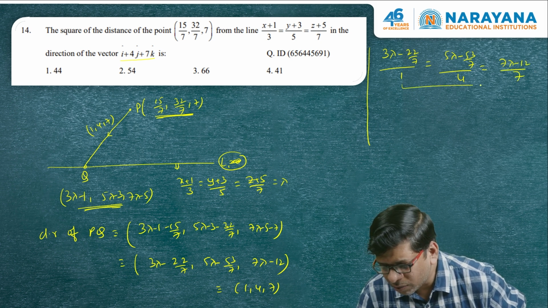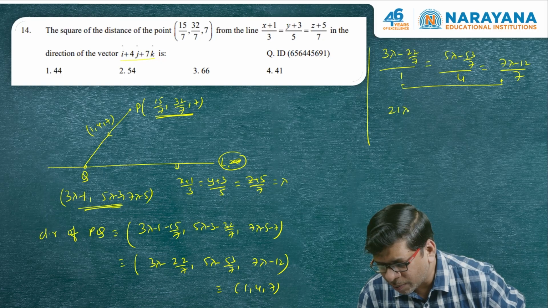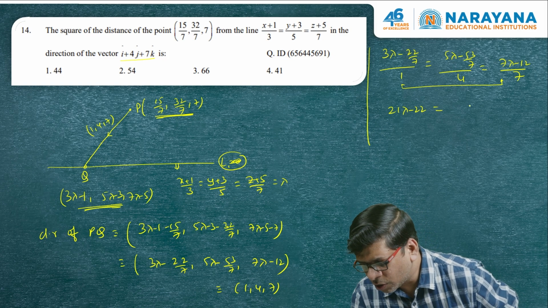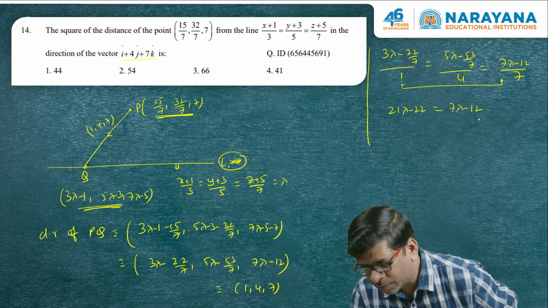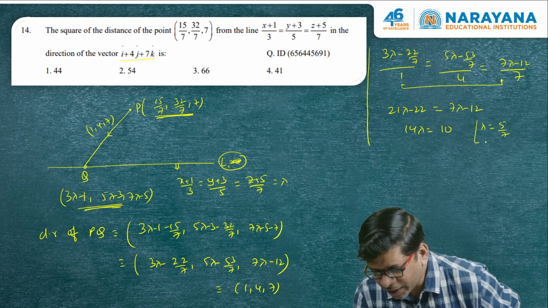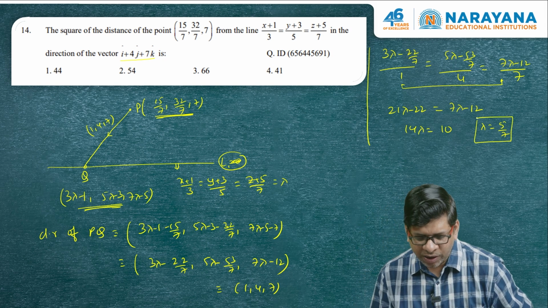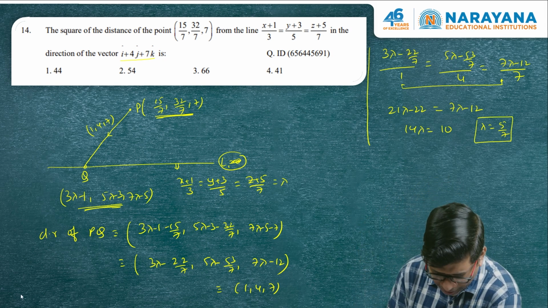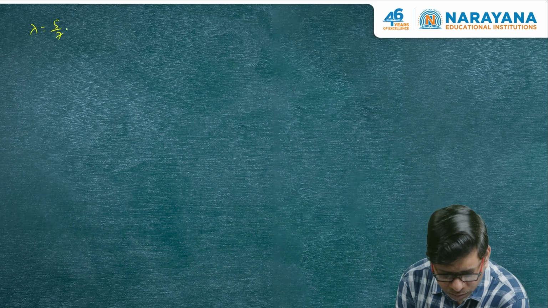Let us use any two of them. Let us use these two. So we get 21 lambda minus 22 equals 7 lambda minus 12. So 14 lambda becomes 10. So lambda becomes 5 by 7. Getting the value of lambda as 5 by 7 means we will get the value of Q. So use lambda equal to 5 by 7.